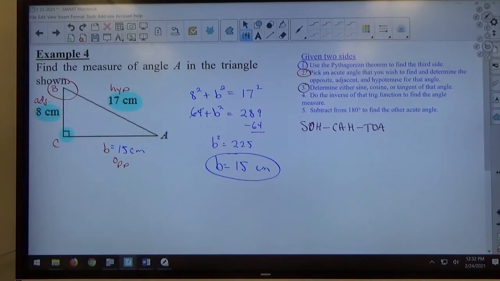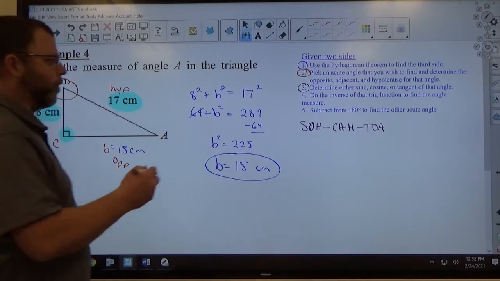So Dominic, what do you want to pick? Sine, cosine, or tangent? Sine. All right, Dominic's almost sine.